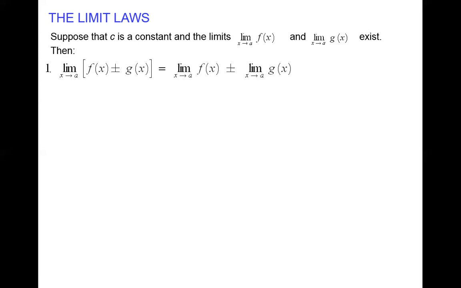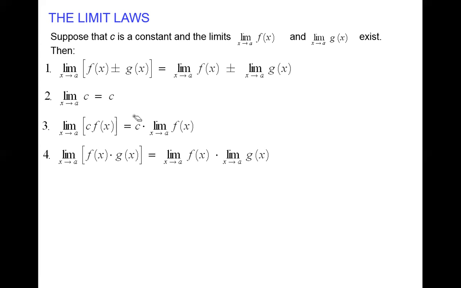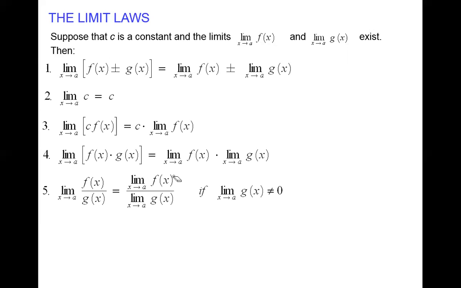The limit of the addition or subtraction of two functions is equivalent to the addition or subtraction of two limits. The limit of a constant is just the constant. The limit of a constant times a function is simply the limit of the function times the corresponding constant. We can pull out the constant in front of the limit. The limit of the product is the product of two limits. The limit of the quotient is the quotient of two limits.